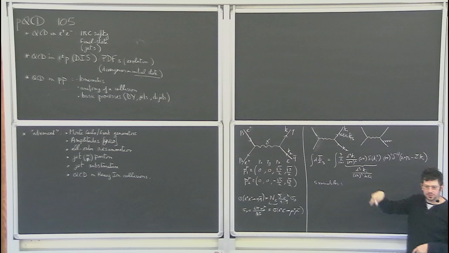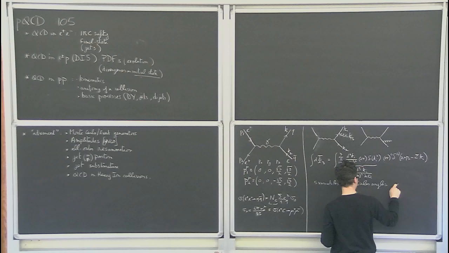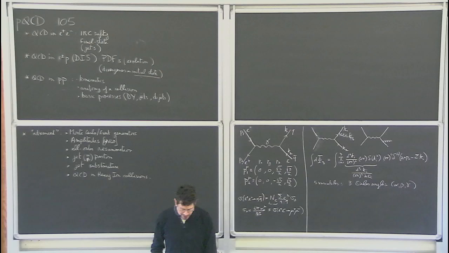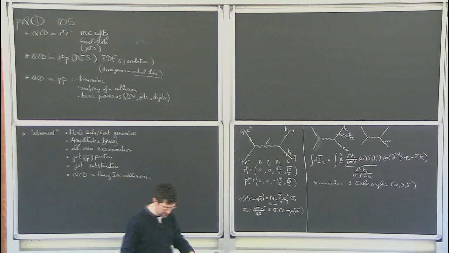There are several ways to put that, but you can use 3 Euler angles, say alpha, beta, and gamma, which essentially describe the orientation of the plane of the 3 outgoing particles with respect to the lab frame. This is basic, even classical mechanics would do this. There are different conventions. You can align any of the particles with any of the axes, and I won't enter too much into the details here.